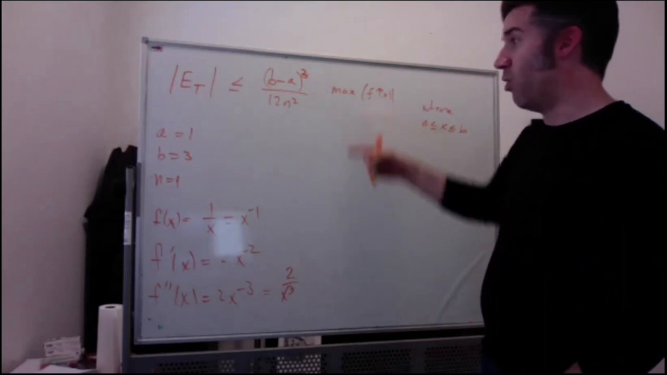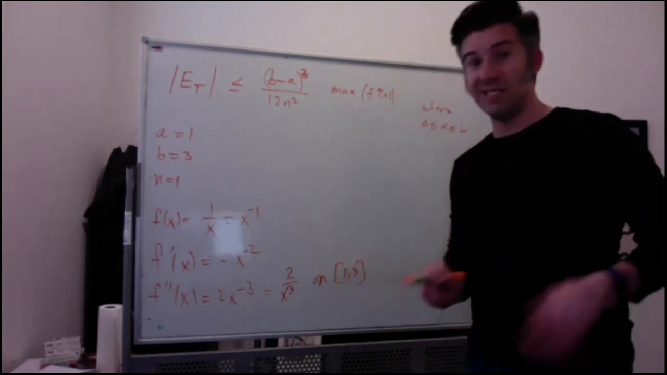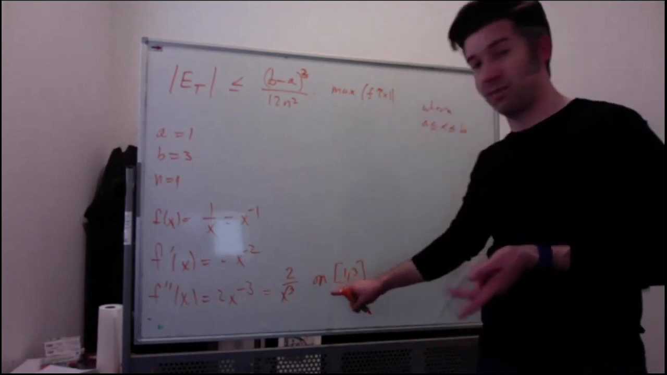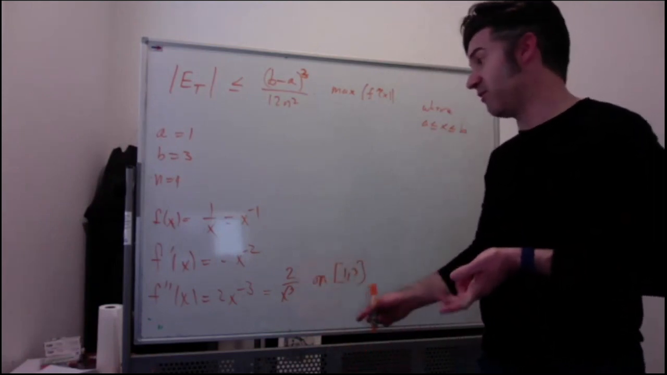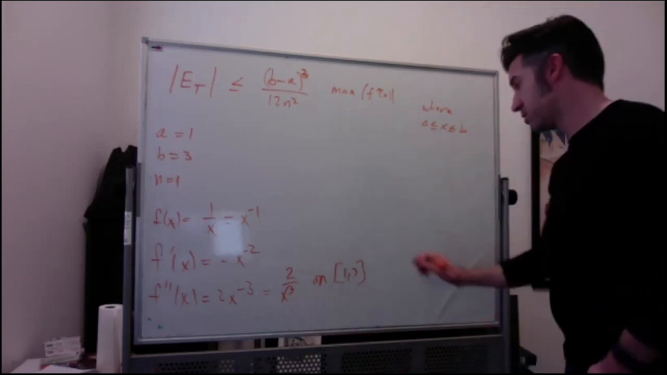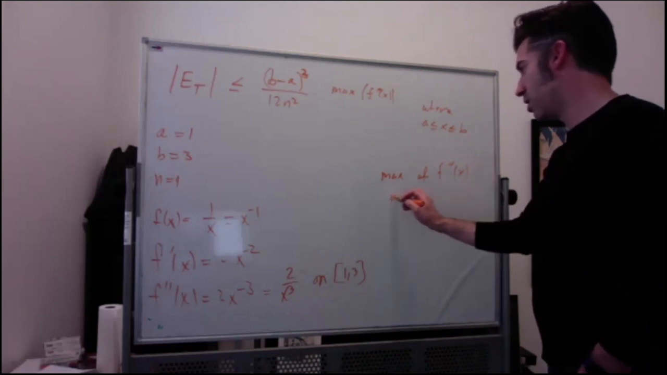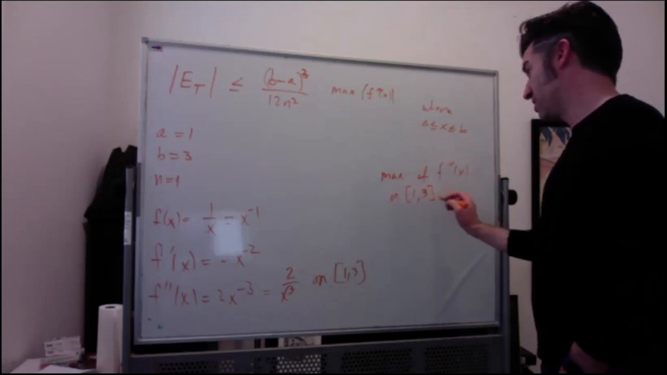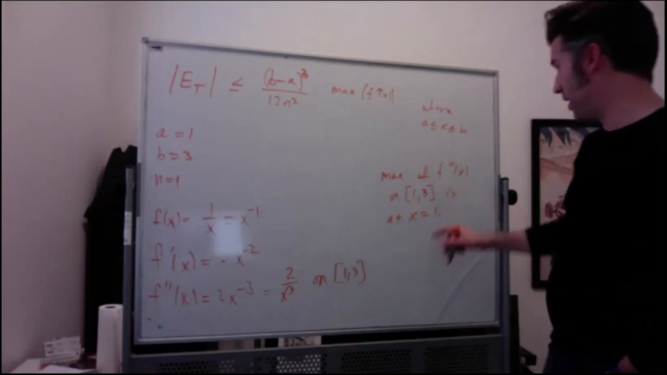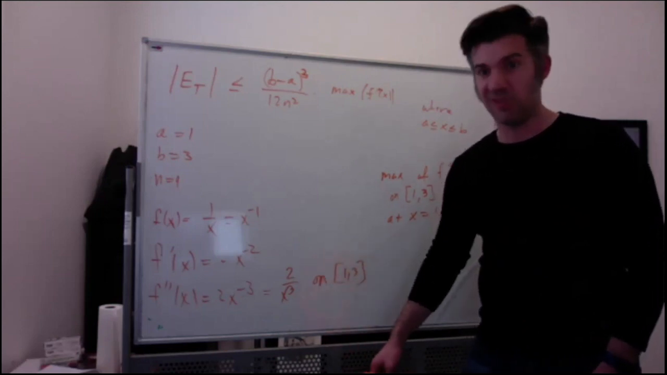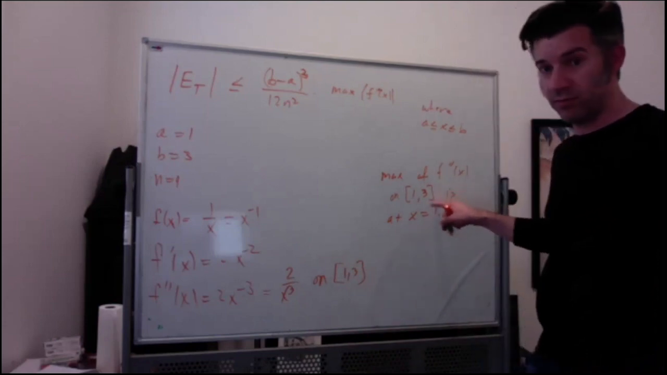on the interval from 1 to 3 is definitely a decreasing function. As x gets bigger and bigger on this interval, 2 over x to the 3rd gets smaller and smaller. So the maximum of f double prime of x on the interval from 1 to 3 is going to be at 1. F double prime of 1 is 2 over 1, which is 2. F double prime of anything else is going to be smaller than that on this interval.